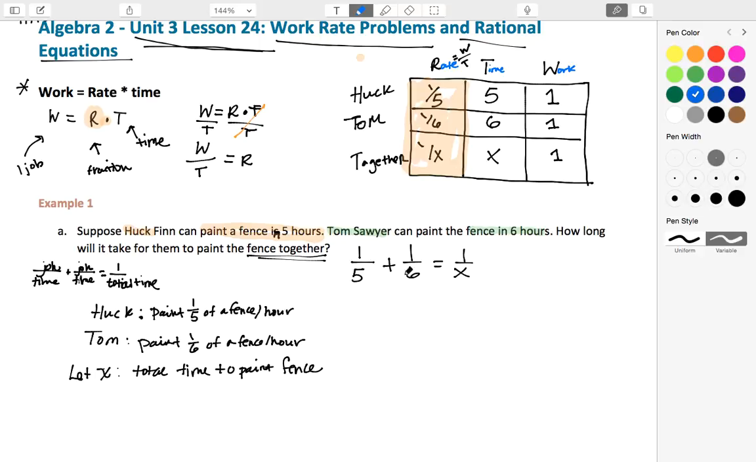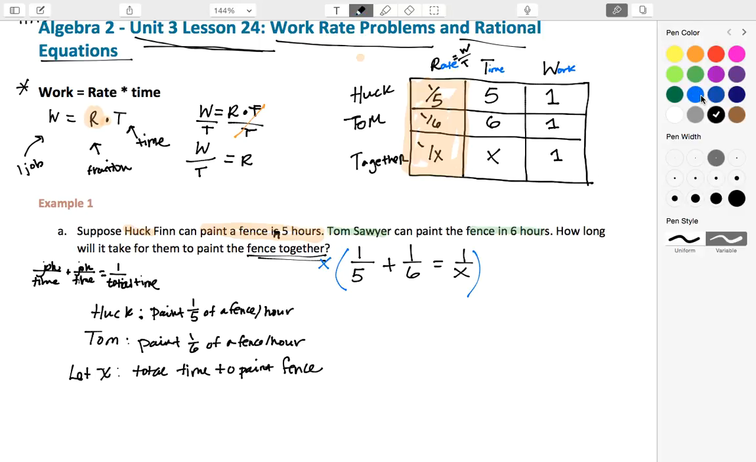Like I said, you could just get a common denominator, get 30x, and go from there. But I'm going to multiply this times x. Okay, so I'm going to multiply. I want to get rid of my variable on the bottom. And whenever we want to get rid of something that's in the denominator, we just multiply it times the reciprocal.